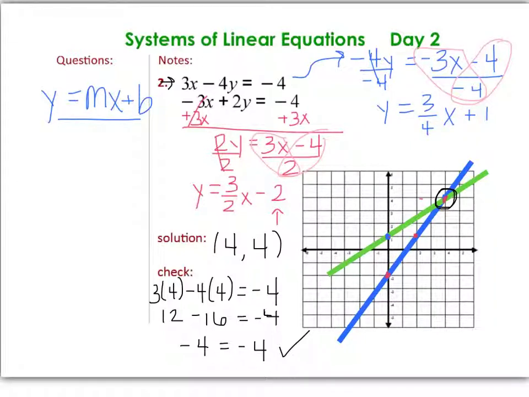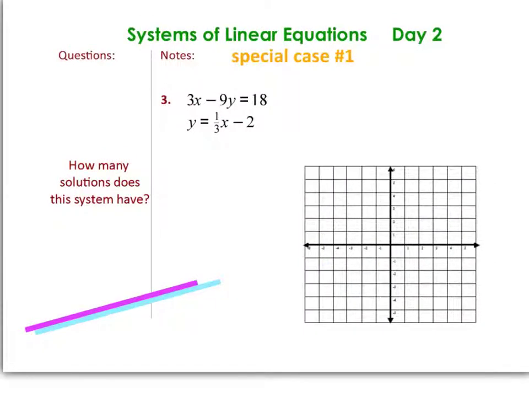But now we're going to move into 2 special cases. Special case 1 is this one. I have these 2 equations, 3x minus 9y equals 18, and y equals 1/3 x minus 2. My question says, how many solutions does this system have? Well, right now, we've only seen systems that have one solution.